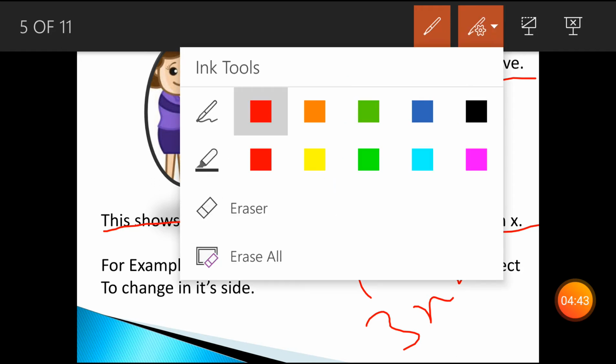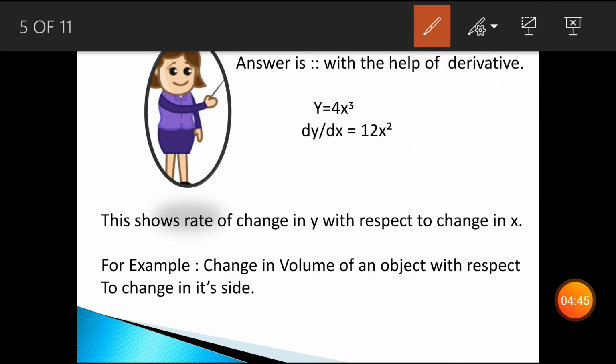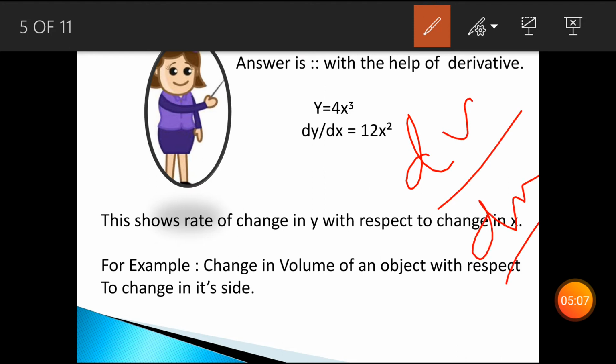You can imagine, for example, the change in volume of an object. Suppose you have a cube. If you want to calculate the change in volume of an object with respect to the change in size, you can also calculate it with the help of derivative. How? Change in volume means dV, and with respect to side means dx. So you can calculate the rate of change in volume with respect to change in x. Whenever such questions come, you just solve them with the help of derivative.